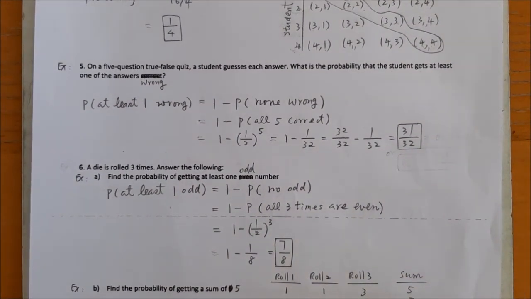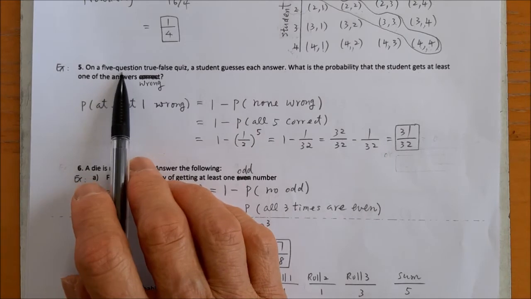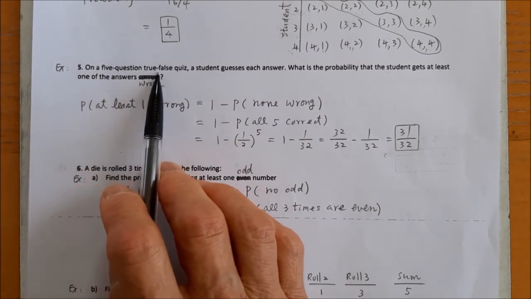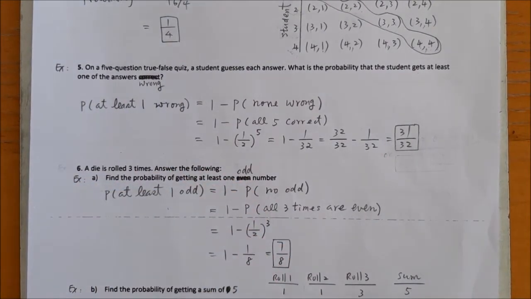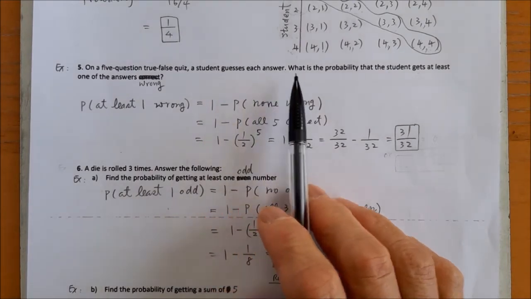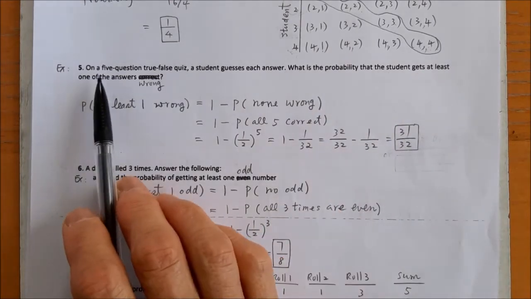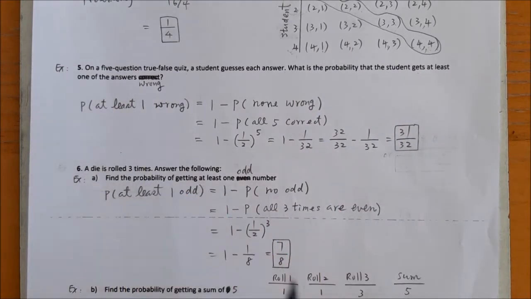Number 5, on a 5 question true false quiz. There's 5 questions, and they are true false quiz. Students guess each answer. What is the probability that the student gets at least one of the answers wrong? At least one of the answers wrong.